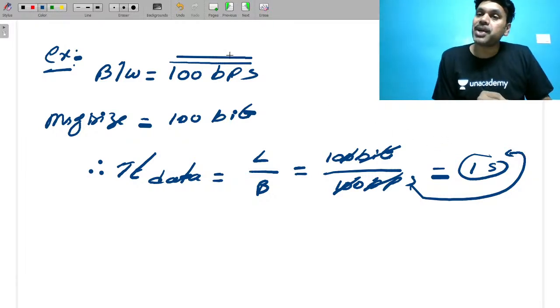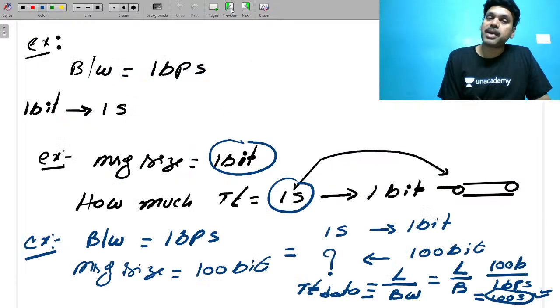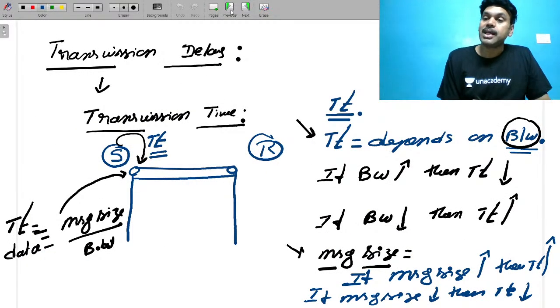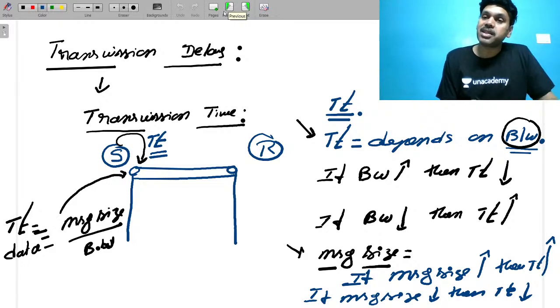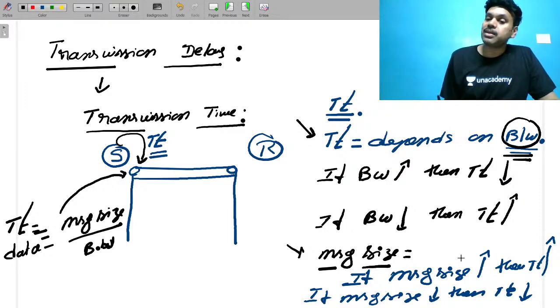So I give you two important points: you increase the bandwidth to reduce the transmission time, or decrease your message size to decrease your transmission time. That's it, my dear friends. That is the first parameter. What is the first parameter? Transmission time. The time to push your data onto the media is nothing but transmission time, which depends upon two important parameters: one is bandwidth, the other is message size.